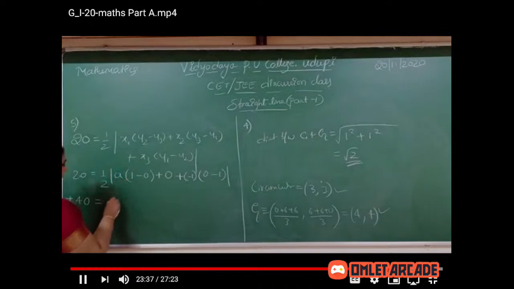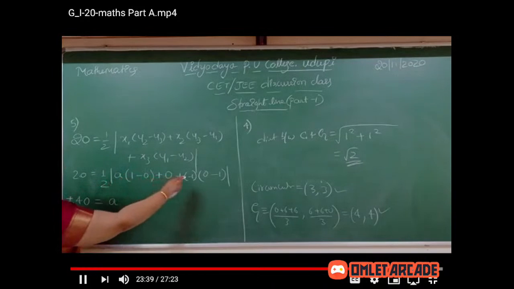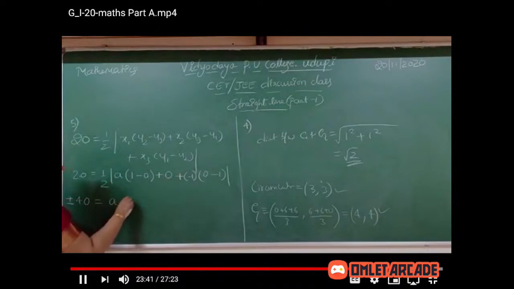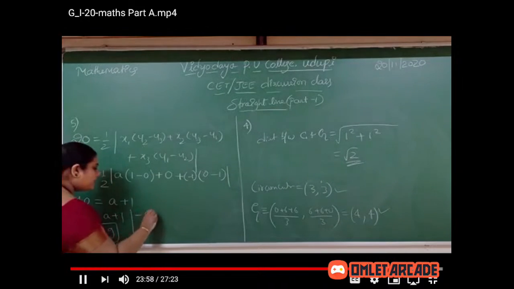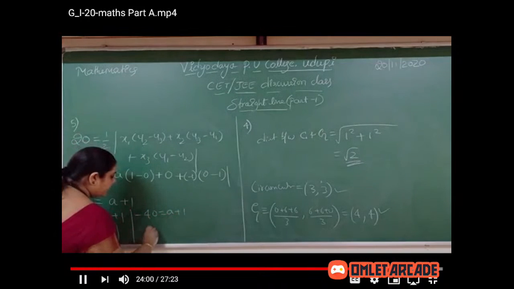And now here it is a into 1, a, and minus into minus, plus 1. Isn't it? Only this much left. It is actually 40 is equal to plus or minus a plus 1. So one case is 40 is equal to a plus 1. So a is what? 39. And another case is minus 40 is equal to a plus 1. Then a is minus 41.